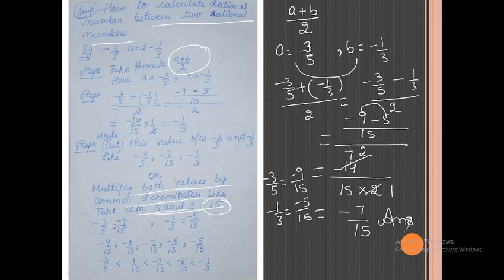Now from minus 9 to minus 5, all values will be written like this: minus 9 by 15, minus 8 by 15, minus 7 by 15, minus 6 by 15, minus 5 by 15. Minus 9 by 15's original value is minus 3 by 5, and minus 5 by 15's original value is minus 1 by 3, and we take the sign of less than, and these three values are the values between the two rational numbers.